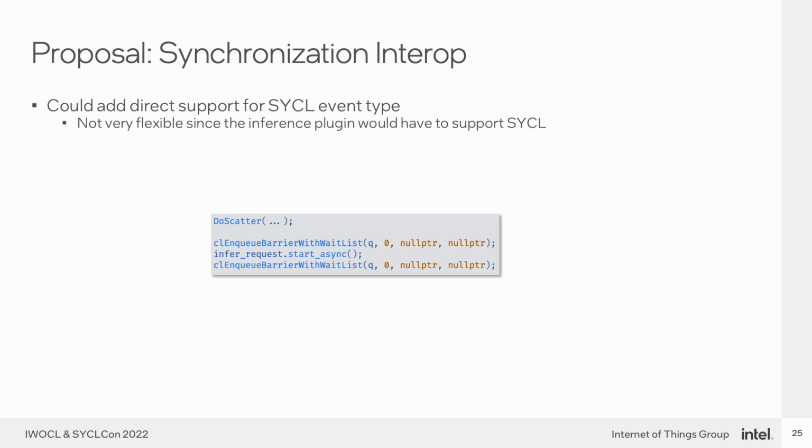So here's what we've been thinking. The code snippet here shows the OpenCL queue barrier calls we'd like to replace. One idea would be to add direct support for SYCL event types. And that works, but it's really not that flexible, since each inference plugin would then have to support SYCL in addition to the actual backend API.